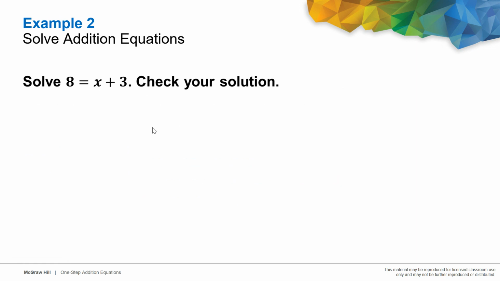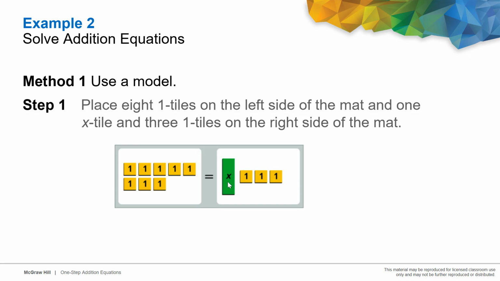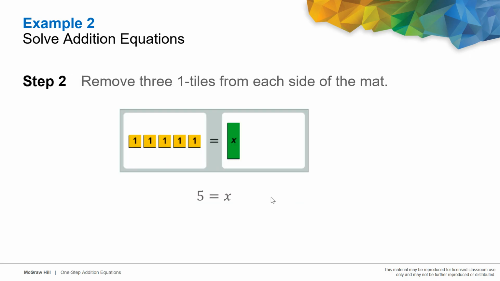Let's try this again in another example. If we have 8 equals x plus 3, we can figure out what x is. You can use the model. So we have our 8 over here, and we have our x plus 3 on the right side. And then if you take away the 3 from the right side, you have to also take away 3 from this left side. 8 minus 3 is going to be 5, which means x equals 5.